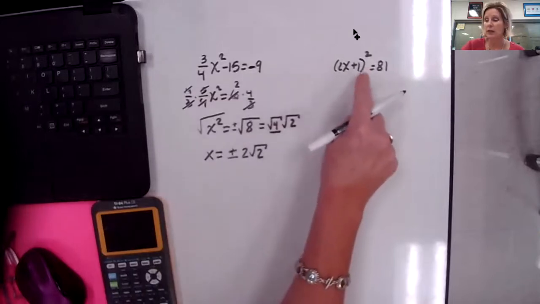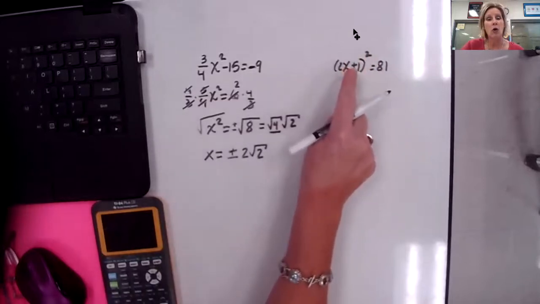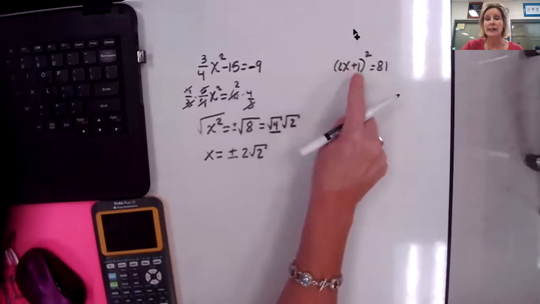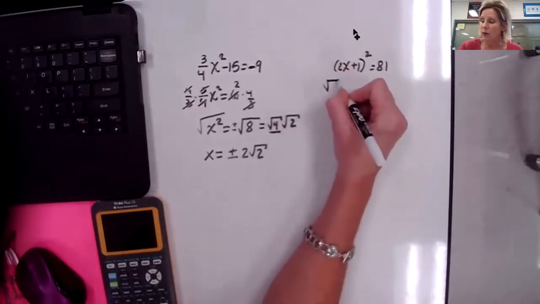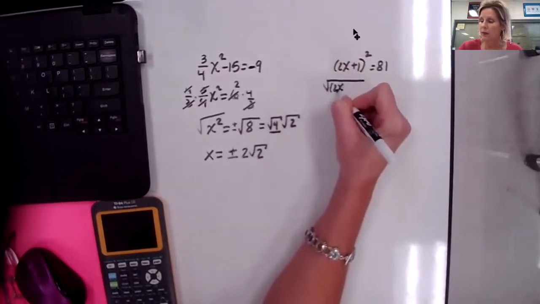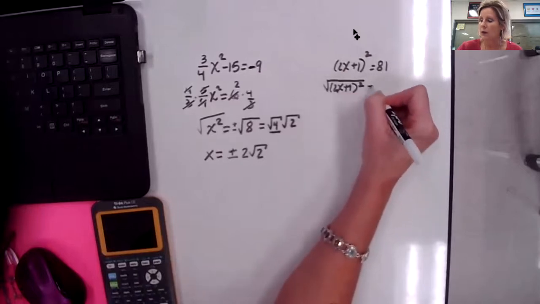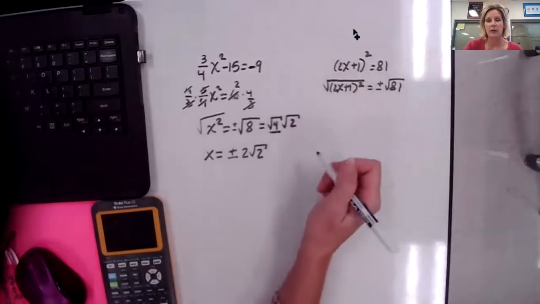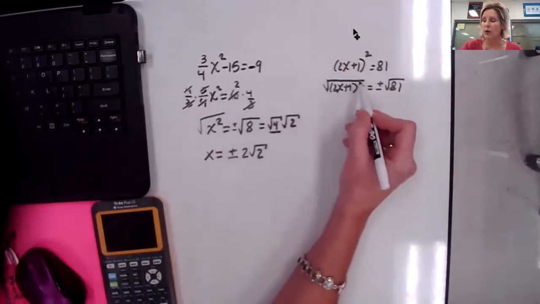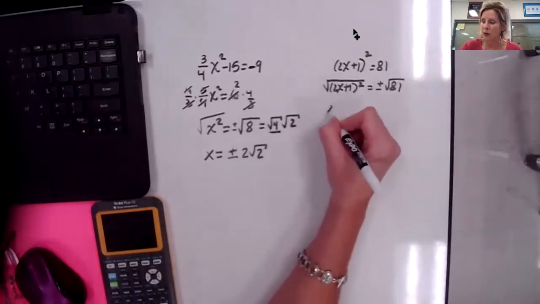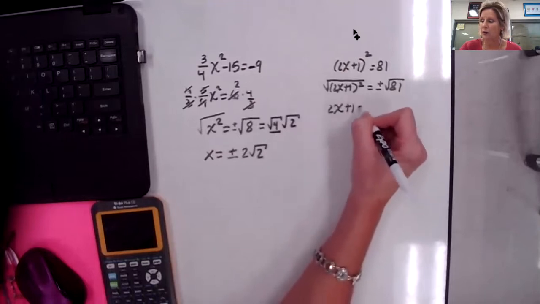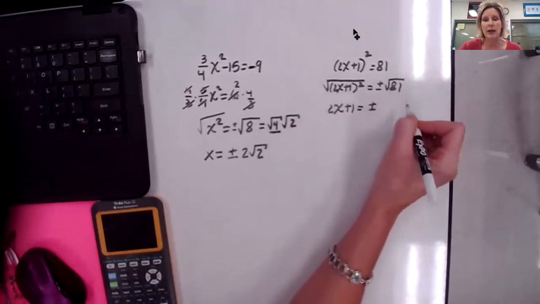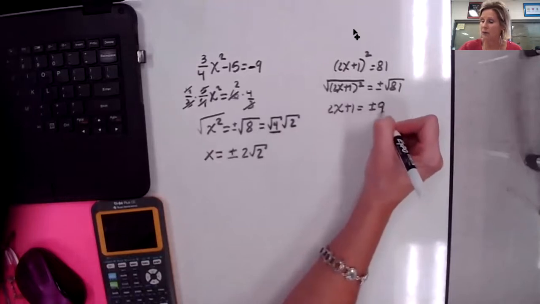So on this one, the squared part is already isolated. So I'm going to take the square root of both sides. Remember, you have to take plus or minus the square root of the right-hand side. So the square root and the square just kind of melt each other away. So you're left with 2x plus 1. And of course, plus or minus 81 is plus or minus 9.